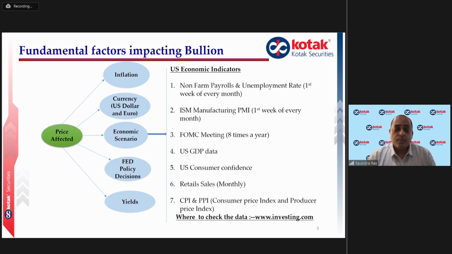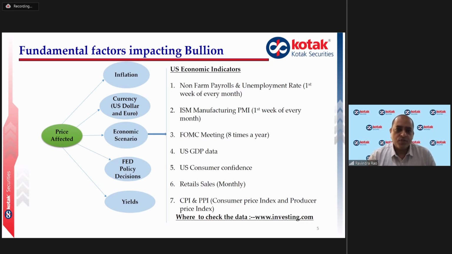That also impacts commodities, because it has a negative correlation with gold and other commodities. Commodities denominated in dollars become expensive or cheap when the price of the dollar index moves up or down. So that has a bearing on commodity prices.